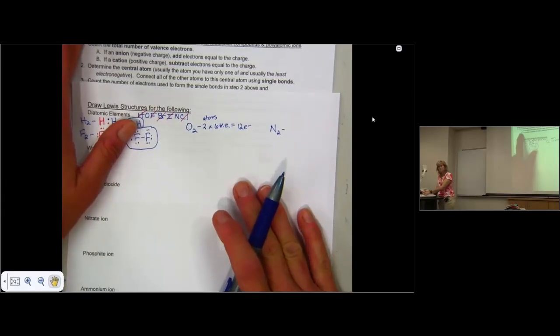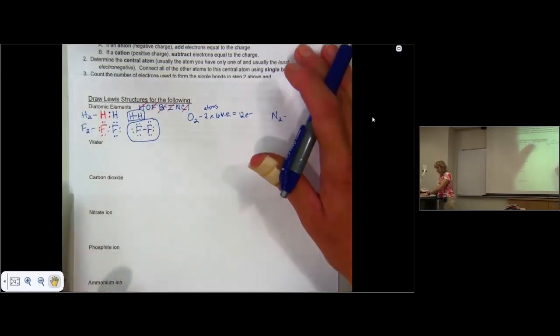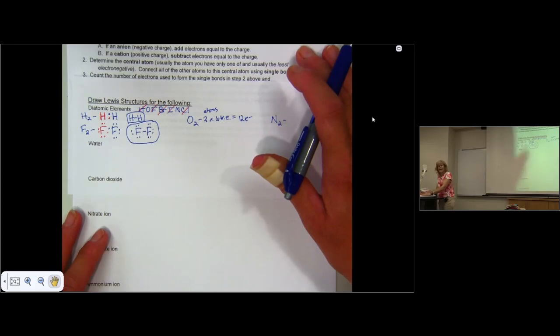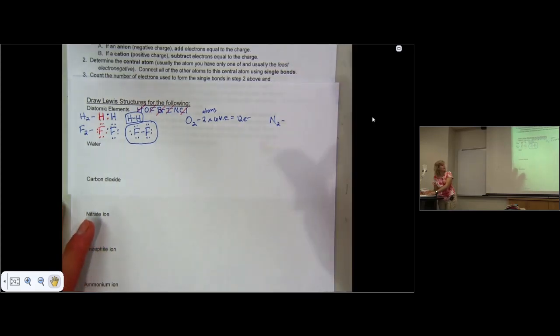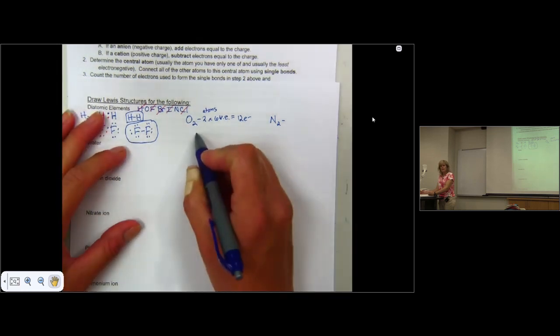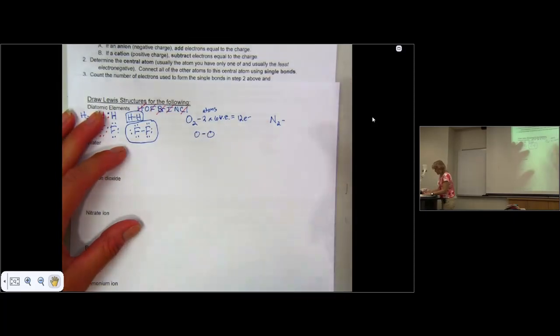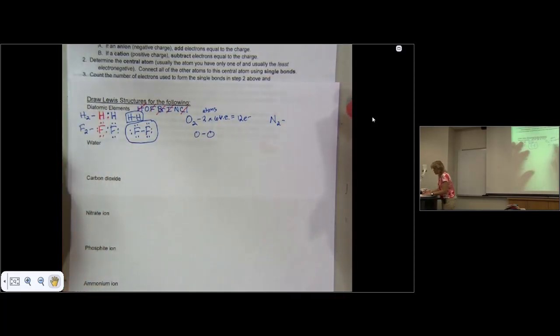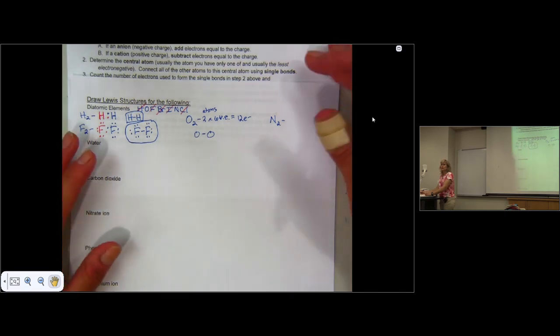That's step 1. Step 2, determine the central atom, usually the one you have the fewest of, and usually the atom that is the least electronegative. Well, guys, we only have 2 atoms. There's not going to be a central atom. So keep reading. What's it say? Connect together. With what kind of bond? Single bond. So just simply put O-O.